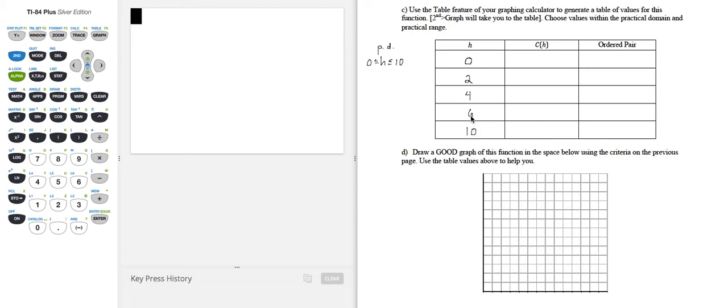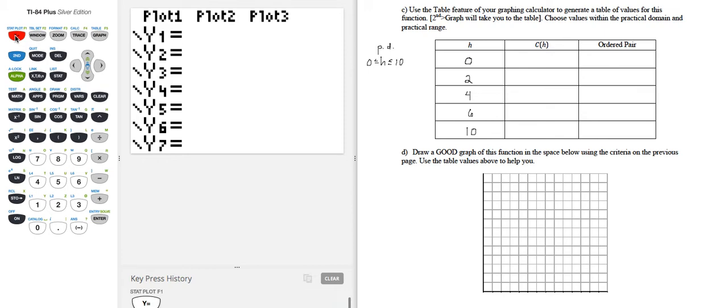So let's see how to use our table on the calculator to help us fill in the table values here for C of h. So on the graphing calculator, I'm going to start at the home screen, go to y equals, then I want to enter my function 5.25. In this case, we're going to use x instead of h, plus 20. Now my function is entered into y1.